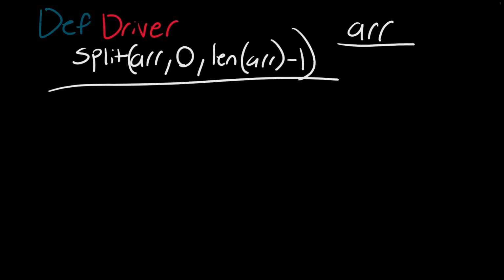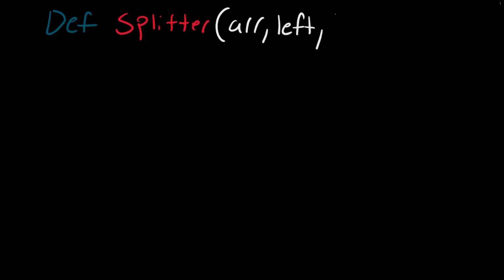That's the first bit. This next bit is going to be our splitter. So the splitter here is going to actually create the subdivisions that we're going to be working on. So we're going to take that array that we just passed, and then we're going to take the left barrier and the right barrier. The driver just gave us this.